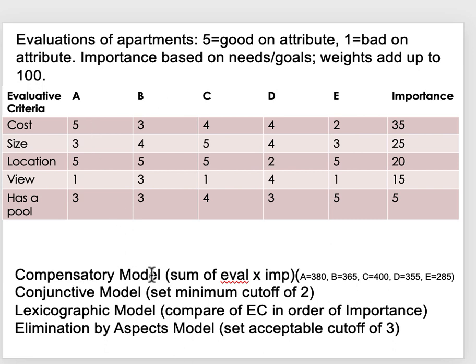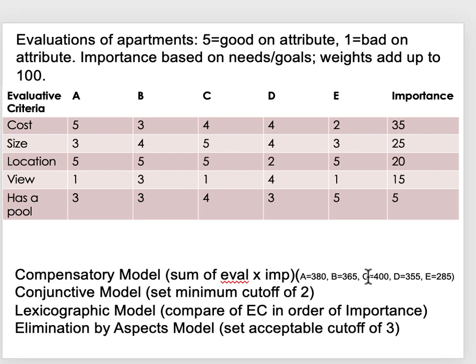So if we're using the compensatory model, which we've described before, it's just the sum of the actual performance times the evaluation importance, and then all added up. So if we're going to look at the overall score for apartment E, we'd multiply 2 by 35, plus 3 times 25, plus 5 times 20, plus 1 times 15, plus 5 times 5, sum all of that, and do that for each of the different options. And what we would end up getting, if you do all that math, is that C would be the one that yields the highest score.